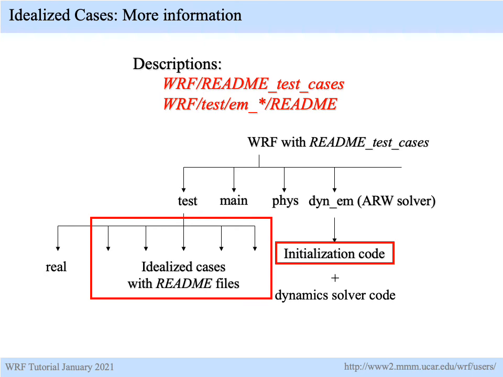So if you want to learn more about the test cases, I would suggest you look in the README files that are sitting inside the test case subdirectories, in the test case name directory where the namelist.input files are. So read those first if you want to know a little bit more. Most of them contain some references to literature, which I think you'll find very helpful if you're not that familiar with these specific test cases. And again, the initialization code associated with the idealized test cases is found in the dyn_em directory.